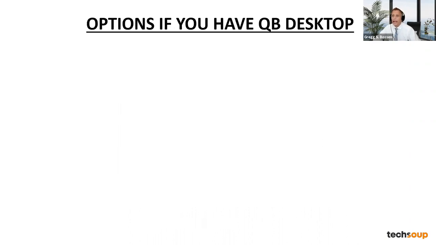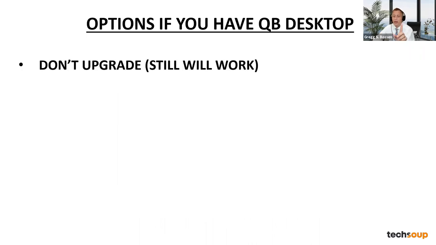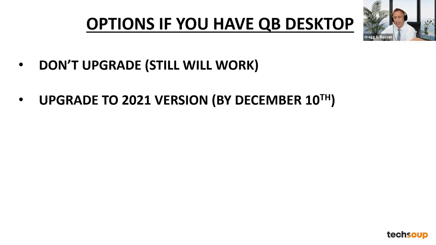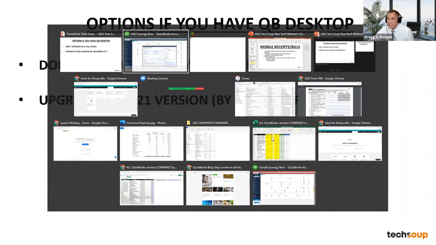So options, if you have QuickBooks Desktop. Those of you in QBO, don't worry, we're going to get to you. We're going to talk all about new features. But if you have QuickBooks Desktop, one option is don't upgrade, okay? The older versions will still work. Another option is if you have an older version, upgrade to the latest version, QuickBooks 2021 Desktop. You have until December 10th to do this. And you can get it through TechSoup.